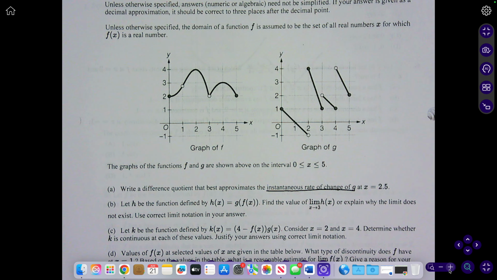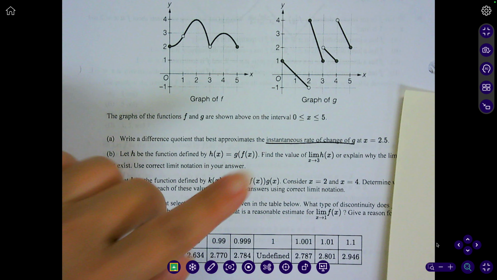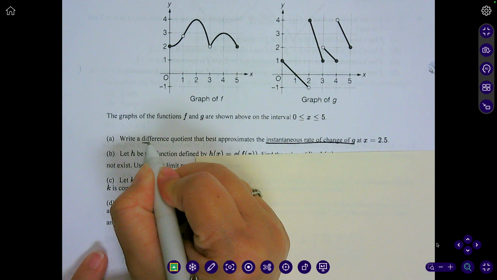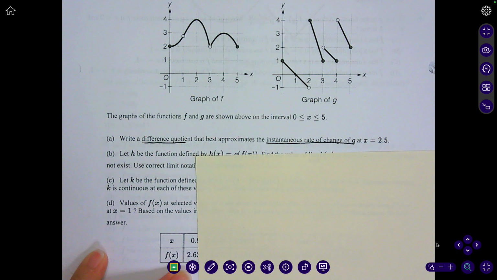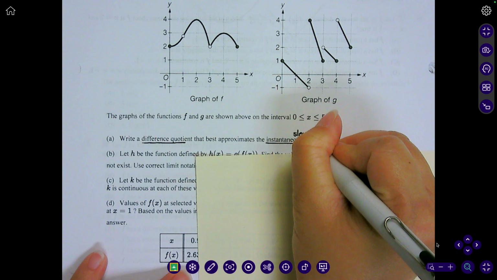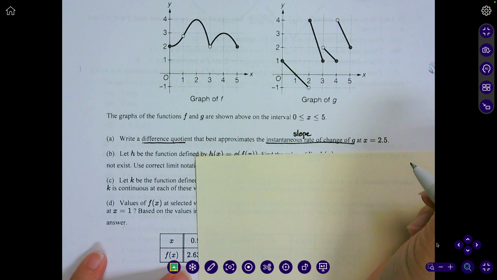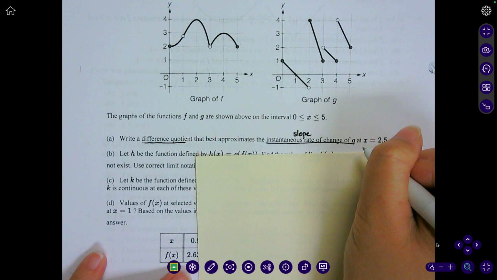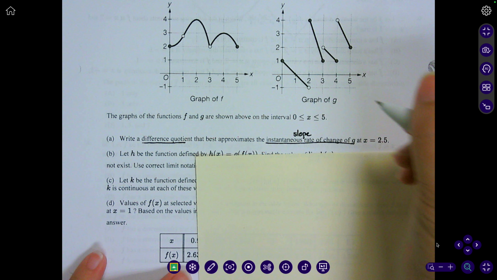So what that means is you have to look at function g. Function g is this function right here. They gave you a hint. You want a difference quotient. Quotient means you divide. Difference means you subtract. Instantaneous rate of change means slope at this point. You don't have a function, so you can't really plug in that x value and find the slope. But you have a graph.